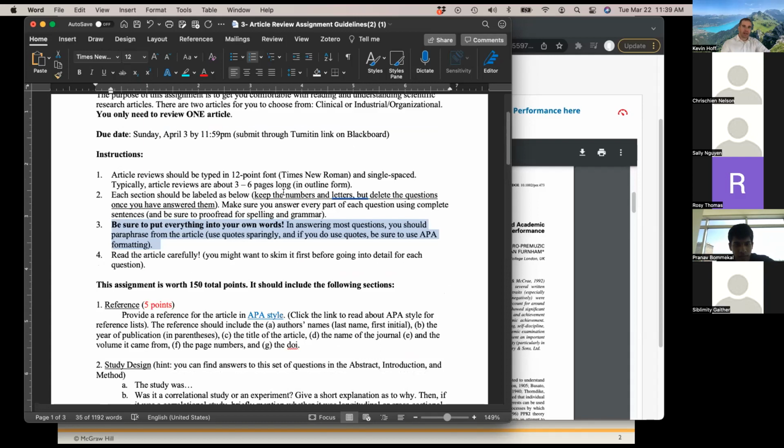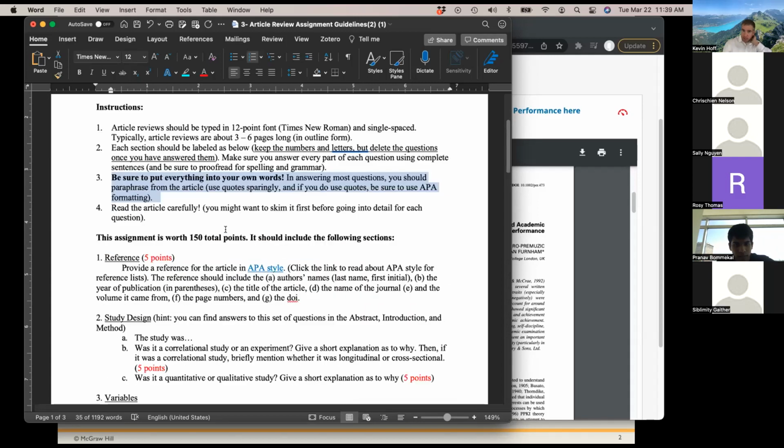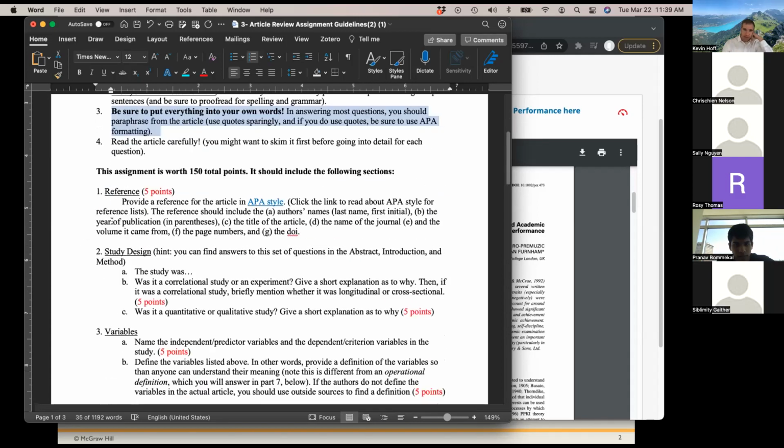And I think that's all I'd say about the general stuff. I'll just go through these different sections and tell you a little bit about them. But the first one is, you have to provide a reference in APA style. And so I included a link to explain APA style. You can also just Google APA style. There will be many websites that show up that could help you.